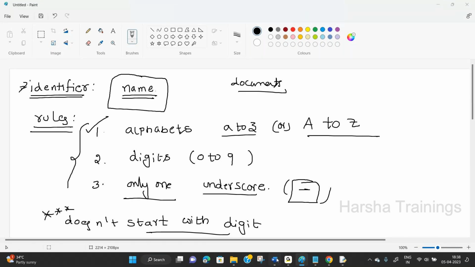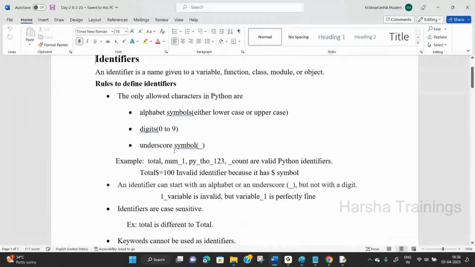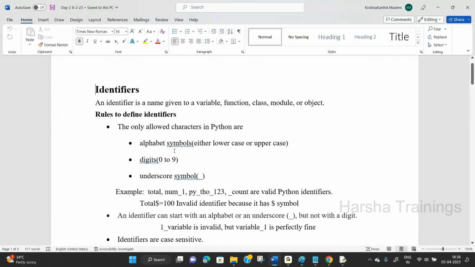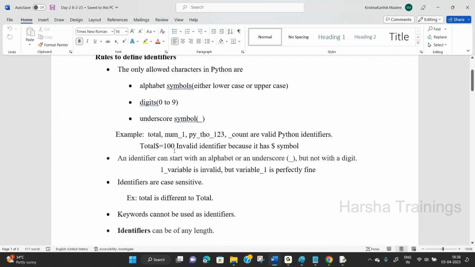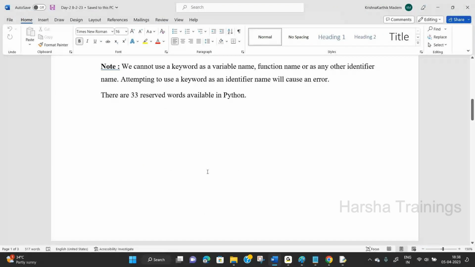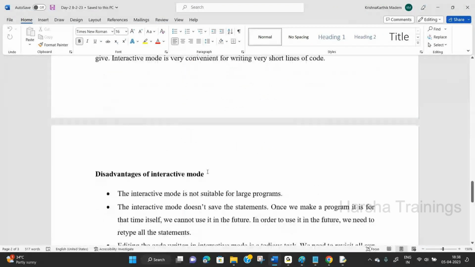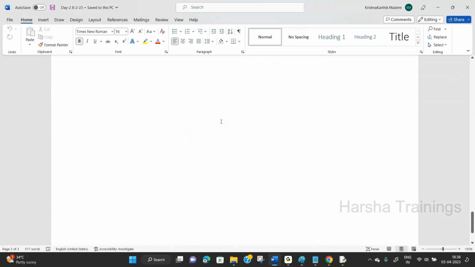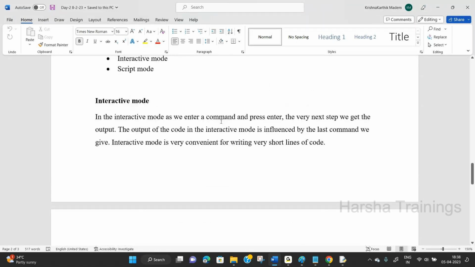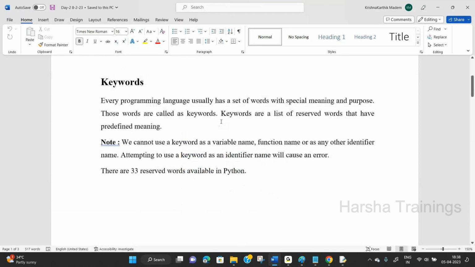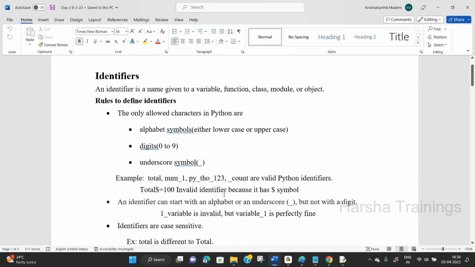Suppose this is the content. Today I am going to cover this topic, identifier. Identifiers, keywords, whatever I covered, IDLE installation, this is today's information. I will share all this information like this. The document is provided daily, and at the same time recorded videos. I think you know all the information.